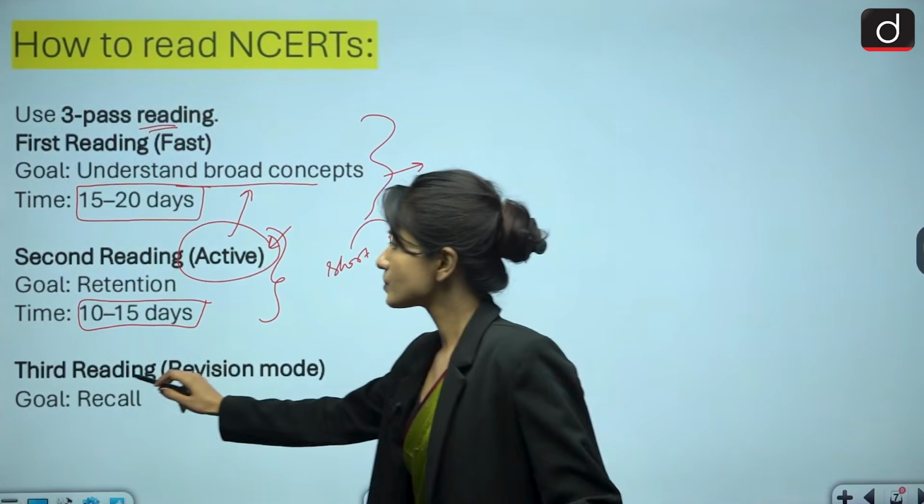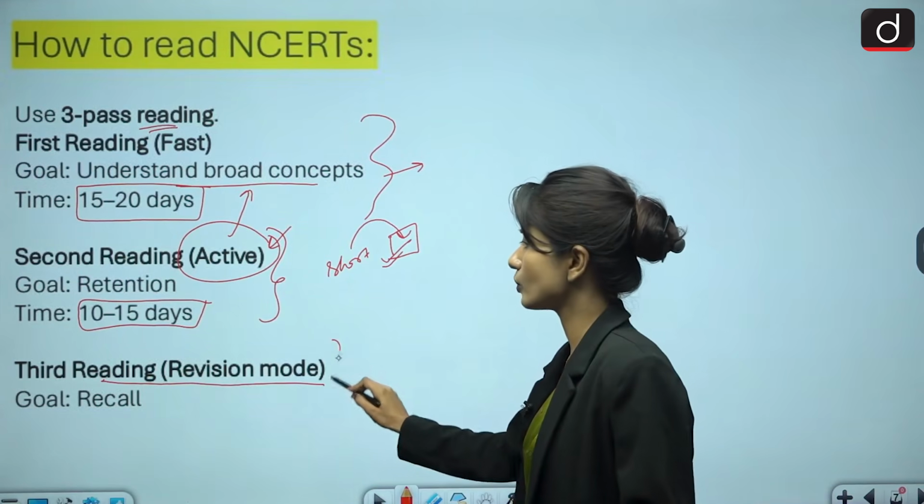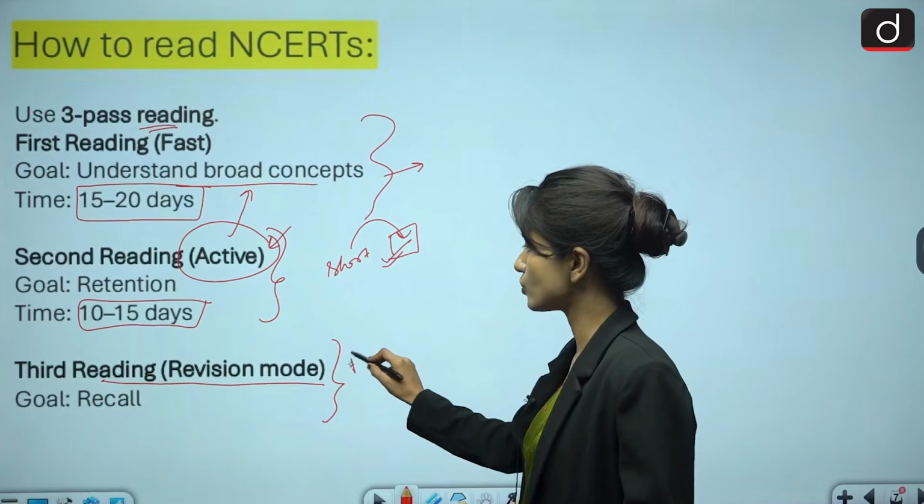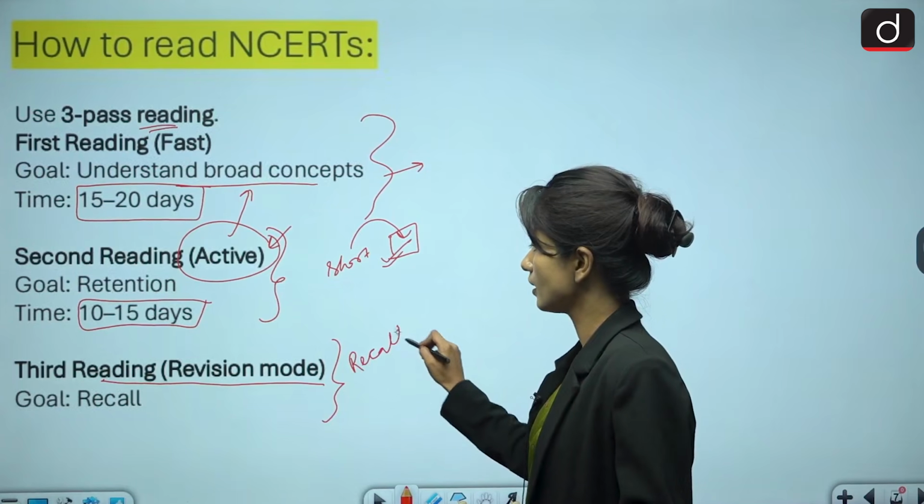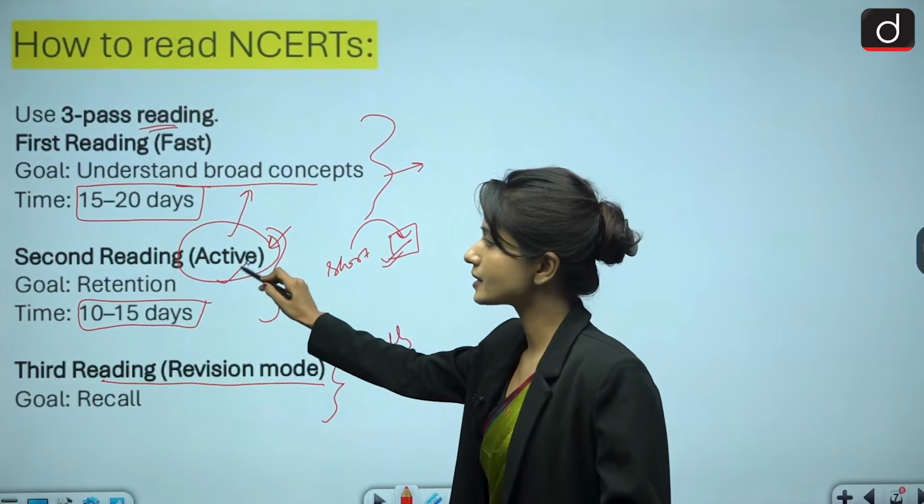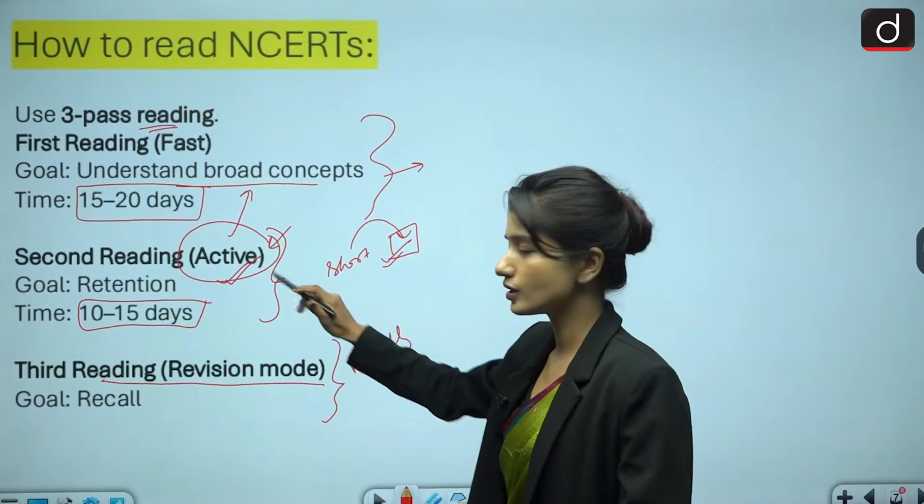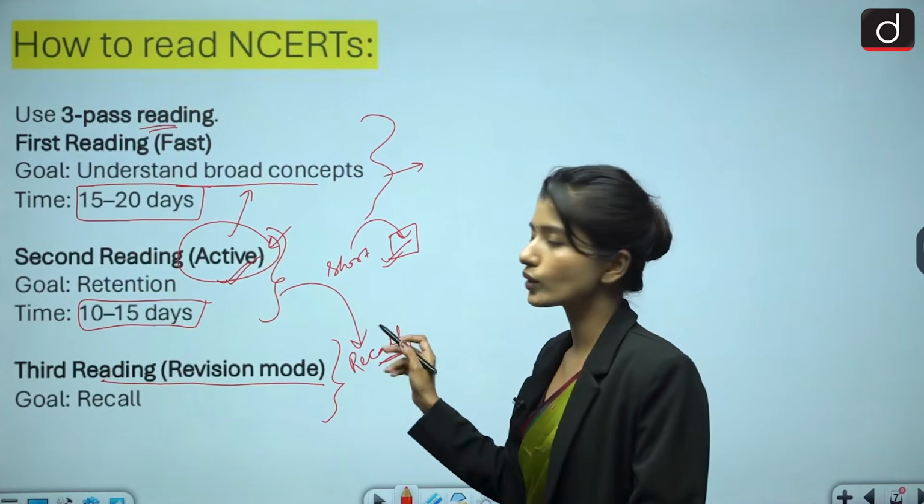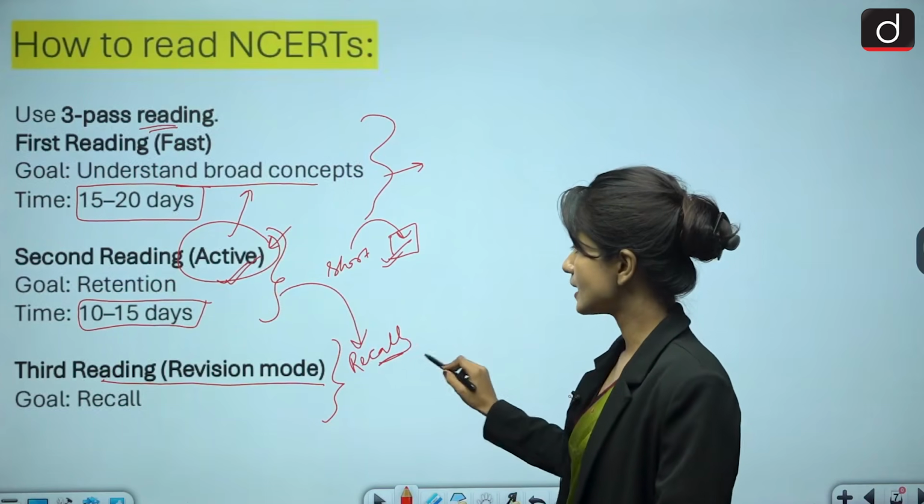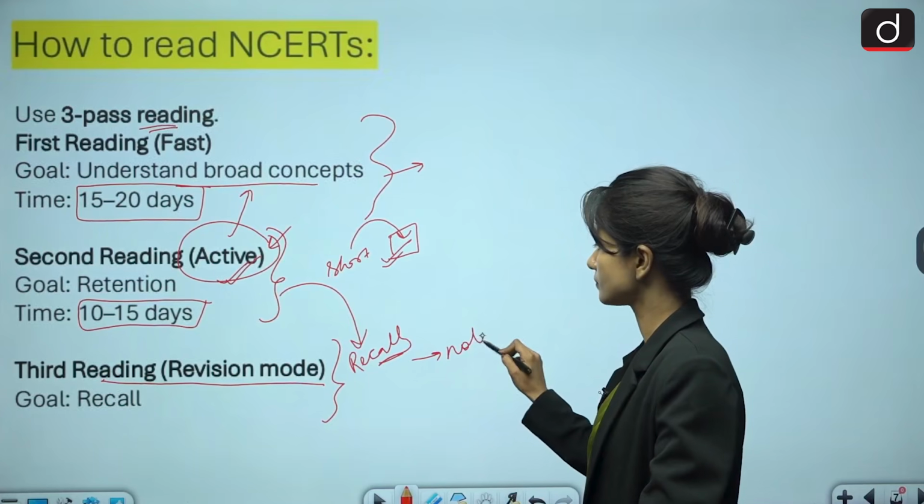Okay, then comes the third reading or revision mode. Now this is the stage where you should be able to recall. Here you have at least built some retention, and now you'll be recalling what you have studied. And here is the stage where you make notes.